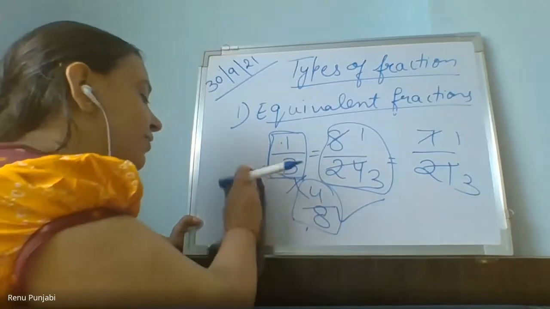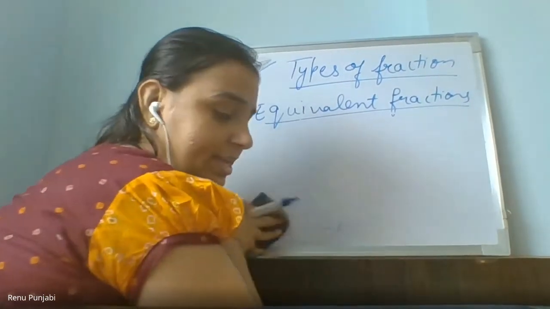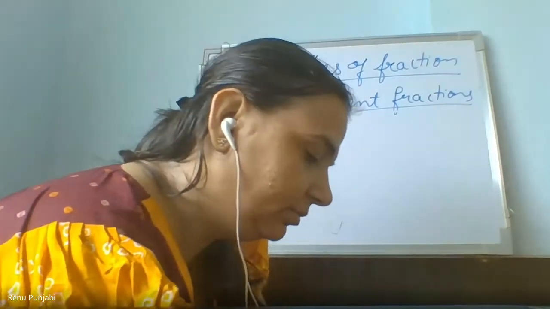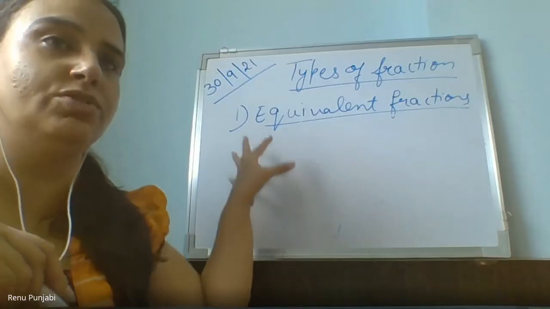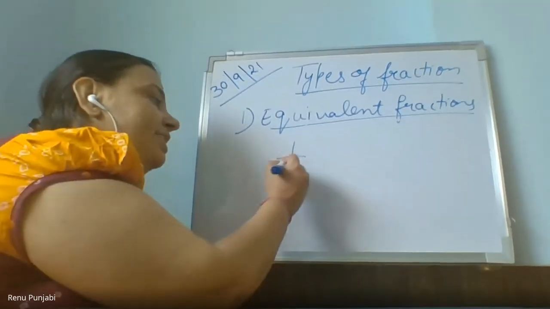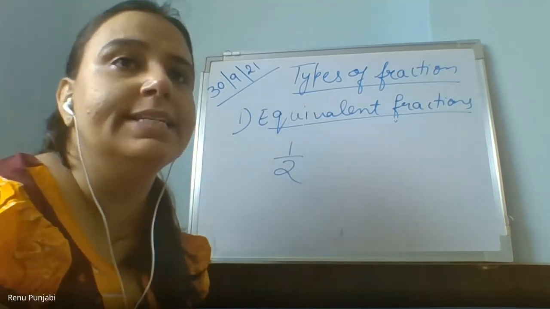So equivalent fractions are those fractions which are equal fractions. How to define that? Equivalent means one fraction is given to you. One will always be given to you. Suppose one fraction is given to you, and now I'm telling you to write more equivalent fractions same as 1 upon 2. So you can easily write, right?